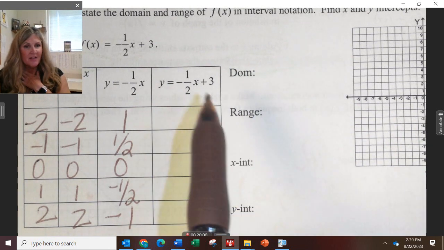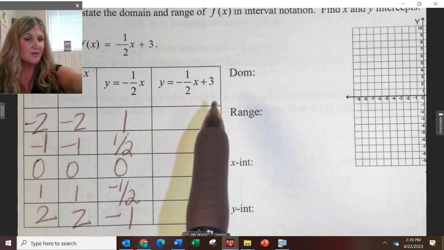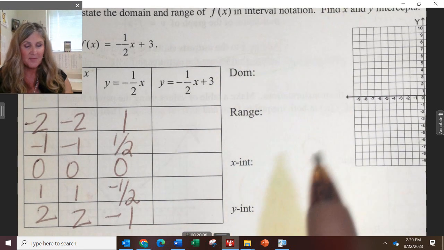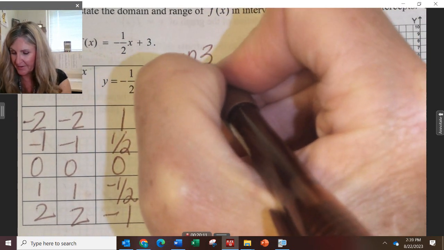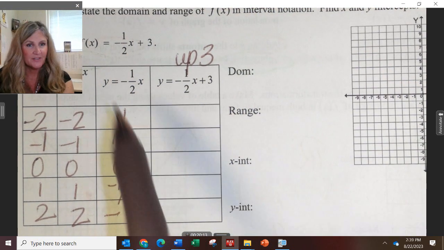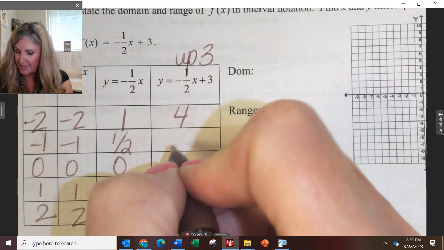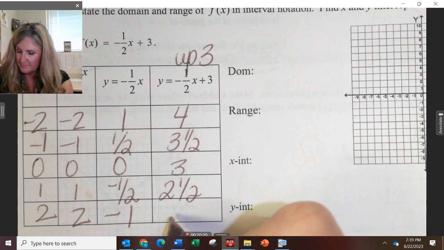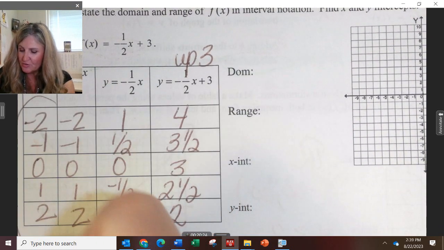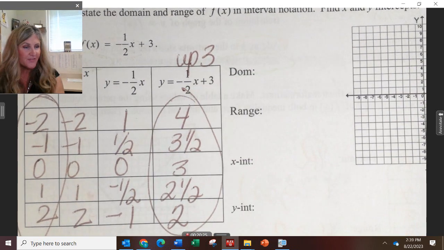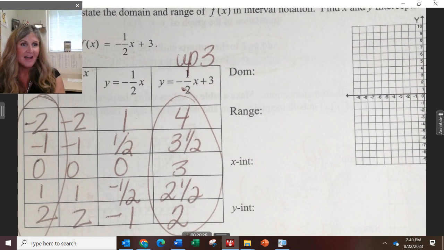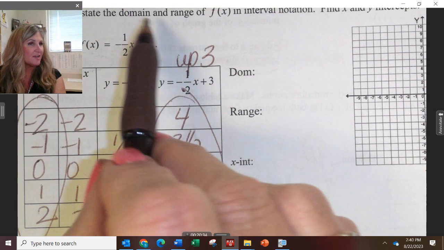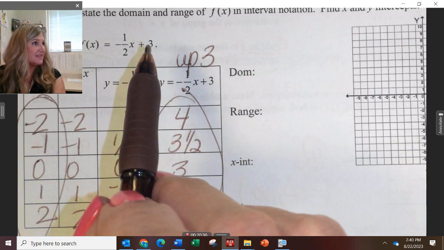Multiplying it by -1/2. Now, what does this +3 do to it? What's the +3 going to do to it? Shift it up 3, right? Up 3, guys. So now I have to take all these y values and go up 3. So I could use these points now to graph this function. I don't really think you guys need to do that though, because I hope you remember how to graph this line another way that's easier.